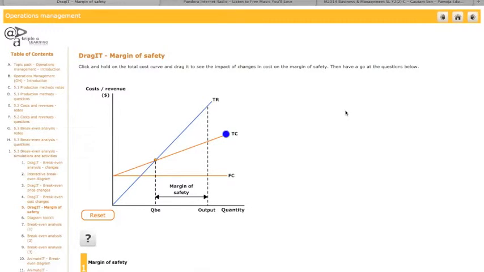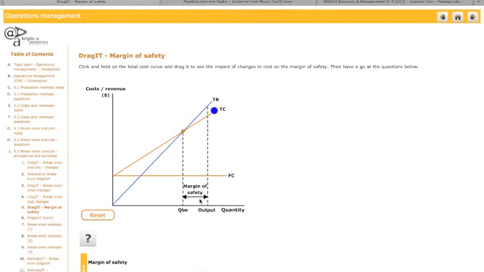So now we'll be looking at a diagram of margin of safety, and so here we can move our total cost around, and as we increase the total cost, the margin of safety will become shorter or smaller here, and so this is the break-even quantity, then this is the actual output the company produces.